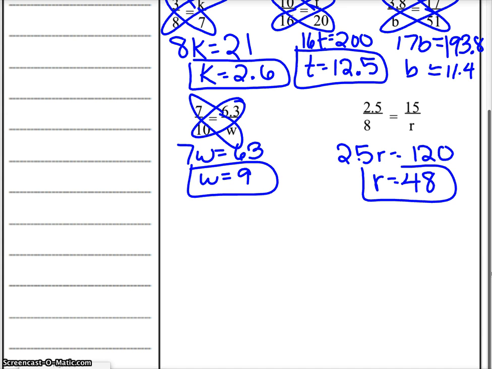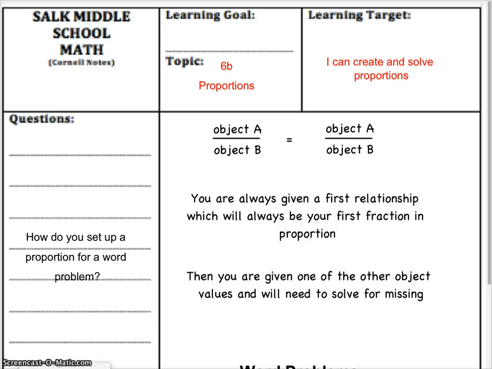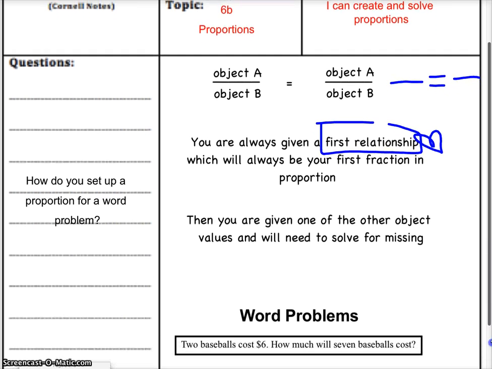Now, this is solving with the proportion given to you. Sometimes, for real life application, you need to create the proportion. How I say this, you create a proportion skeleton, which means you know a proportion looks like two equal fractions. And you say A is to B as A is to B. You have to figure out what are the two things I'm talking about, and then create your proportion. You're always given a first relationship in a word problem, and then you use that to solve a proportion.